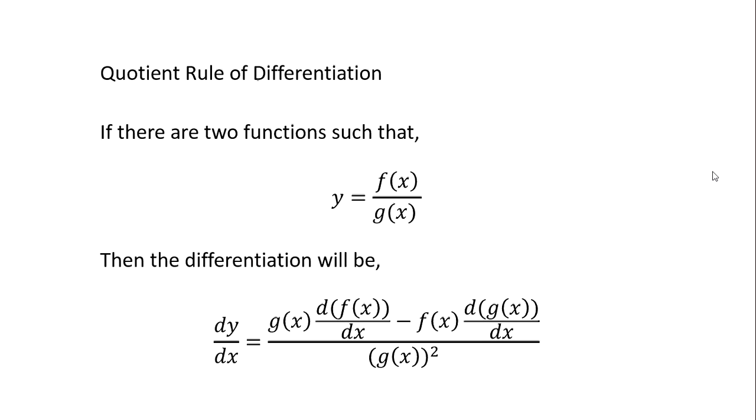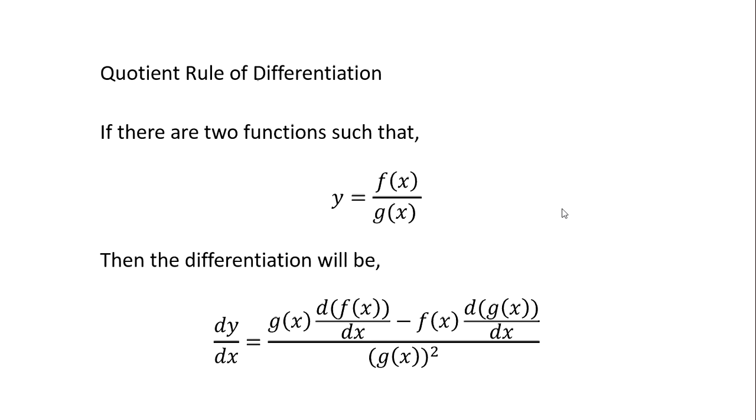I'll explain it now. You take the denominator function, that is g(x), keep it aside, and you take the numerator function f(x) and differentiate it, minus you take the numerator function f(x), keep it aside, and differentiate the denominator function g(x) and multiply, and you divide the entire expression by the denominator function squared, or otherwise g(x) squared. So this is how you can use the quotient rule of differentiation when you have two functions divided together.